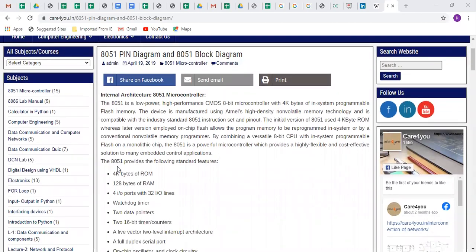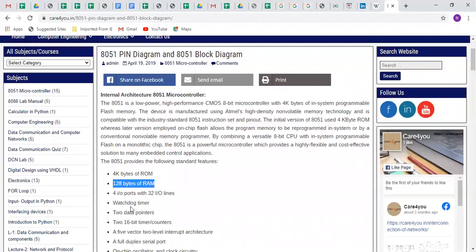So some of the features of the 8051 are it has 4 kilobytes of program memory inbuilt into the IC. It has 128 bytes of RAM. It has 4 IO ports, each port of 8-bit size. So put together, the total number of IO lines is 32. There are 4 IO ports, each port being 8-bit, so 32 IO lines available on the 40-pin IC.